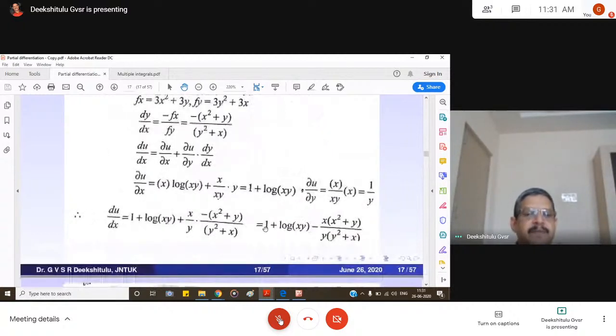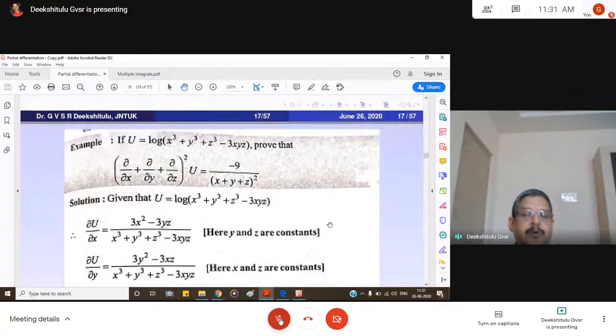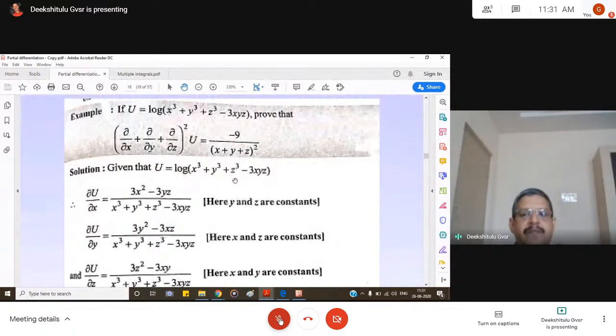This is what happens. If u is equal to log of x cube plus y cube plus z cube minus 3xyz, find (dou by dou x plus dou by dou y plus dou by dou z) whole square of u, and so on and so forth. U is equal to log of x cube plus y cube plus z cube minus 3xyz. Dou u by dou x, keeping y and z as constants.